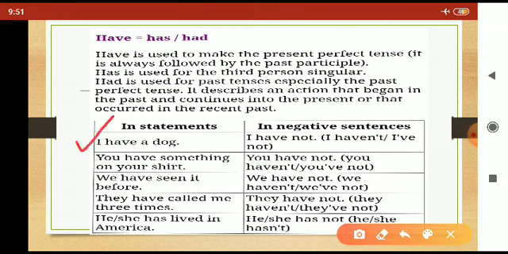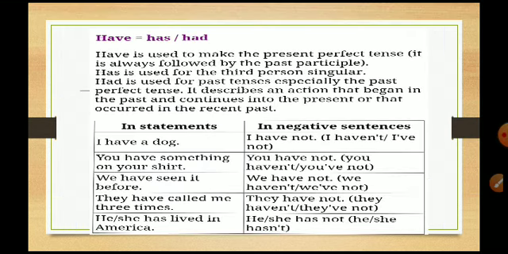This is a statement. In negative, I have not or I haven't. Then you have something on your shirt. You have not or you haven't. Then we have seen it before. We have not. Then they have called me 3 times. They have not. Then he or she, here we have used has. He or she has lived in America. Then in the negatives, he or she has not. So this is about have and has.